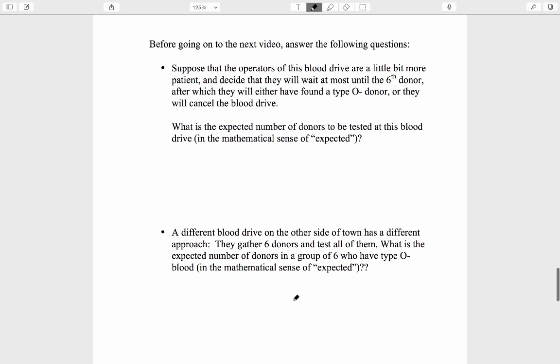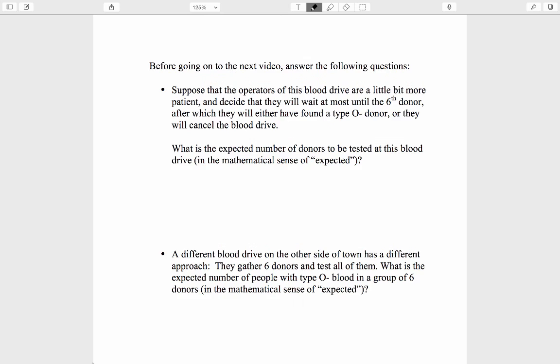Before going on to the next video, answer the following questions. Suppose that the operators of this blood drive are a little bit more patient and decide that they will wait at most until the 6th donor instead of the 5th, after which they will either have found a type O negative donor or they will cancel the blood drive. So it's exactly the same setup, except that it lasts potentially until the 6th donor instead of the 5th. What is the expected number of donors to be tested at this blood drive, in the mathematical sense of expected?